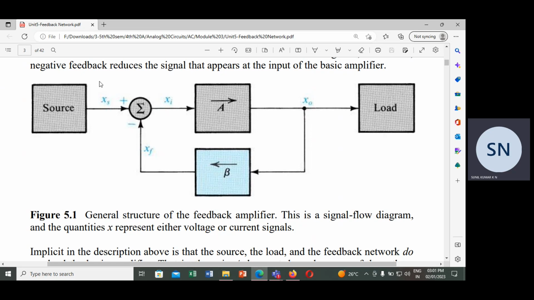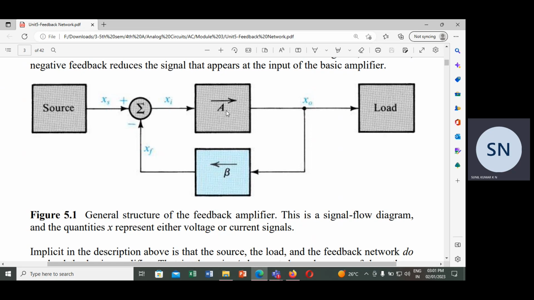So here the input is XS, and XF is the output of the feedback. Both are getting subtracted, which means it is opposite in phase with respect to the signal source. So XS minus XF will give XI. XI is what? The input or error signal. Error signal means XI is equal to XS minus XF. XI is the input to the amplifier.